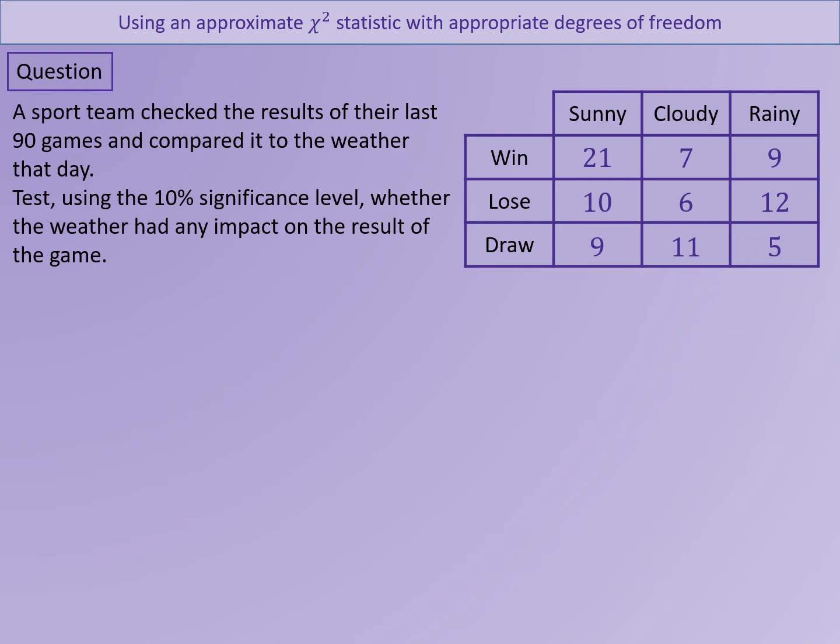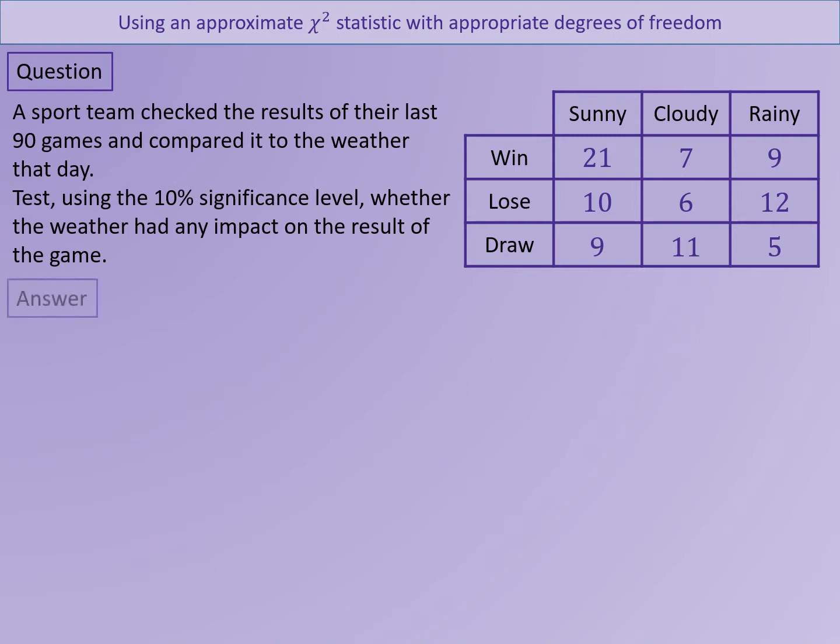A2 Further Maths, Yates Correction. Right, just a bit of practice from first year. What I'd like you to do, please, is have a go at this question. So you're running a 10% significance level test using a chi-squared approximation. I'd like you to pause it, have a go at this question, and we'll compare results in a second.